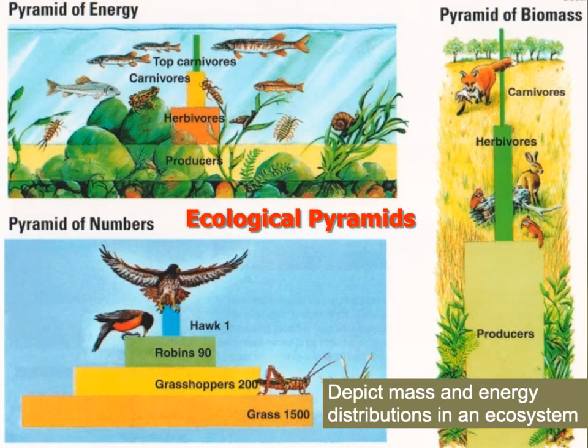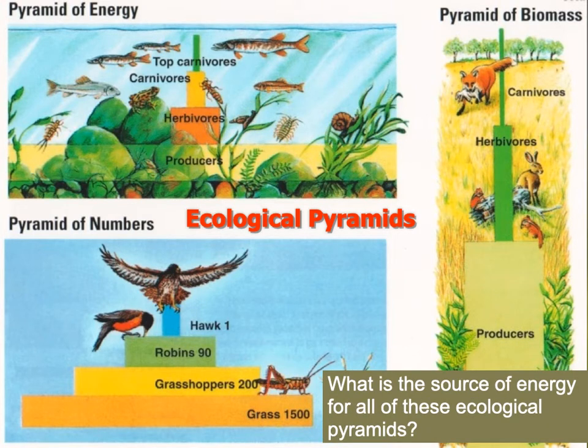These are pyramids, and you'll see these. We mentioned one the other day. We have a pyramid of numbers, a pyramid of energy, and a pyramid of biomass. Notice for every single one of these, where are the producers? They're always on the bottom, right? And the highest level consumers are always on the top. So that's what we're talking about in every single one of these situations. But the reason they're there is kind of different. So this is going to show us mass and energy distributions in an ecosystem.